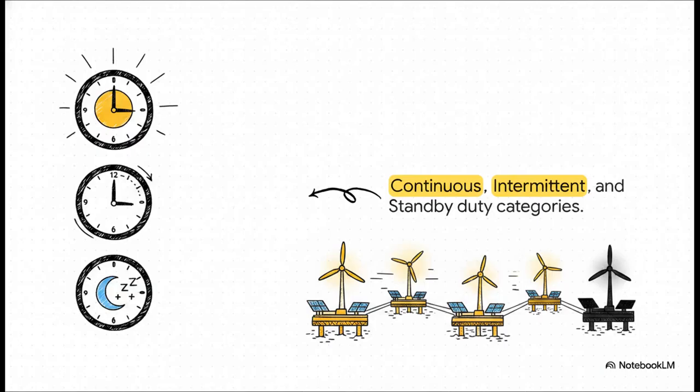Then we have the second dimension, the duty category. This basically defines how often the equipment actually runs. Continuous means exactly that. It's running 24/7. Intermittent means it runs for just a fraction of the time, maybe less than 30 minutes an hour. And standby means it's usually fast asleep, not running at all unless there's an emergency or a very specific need.